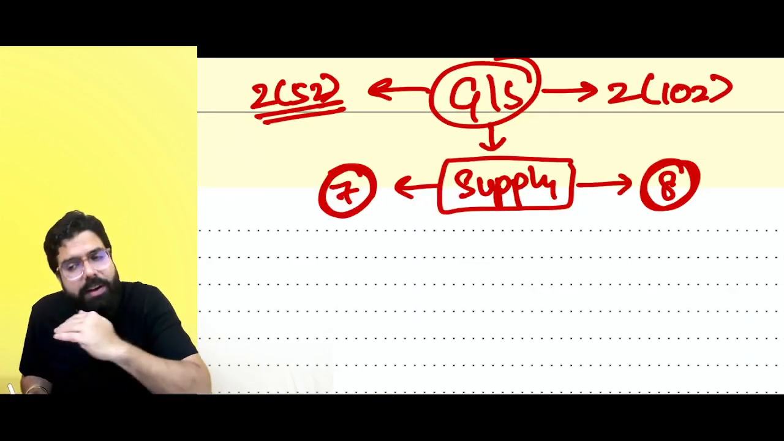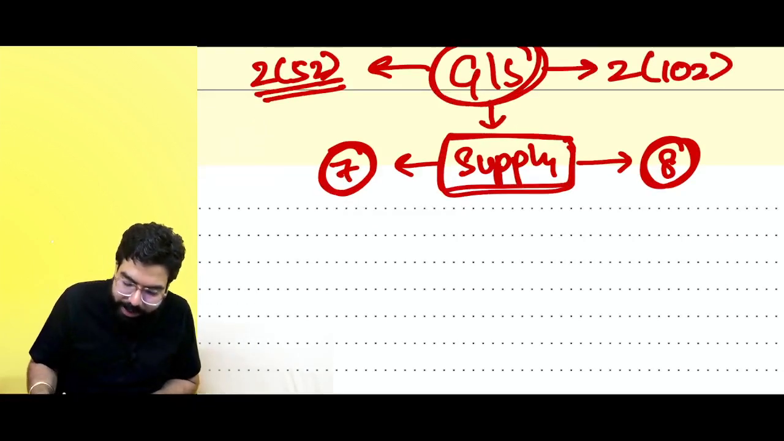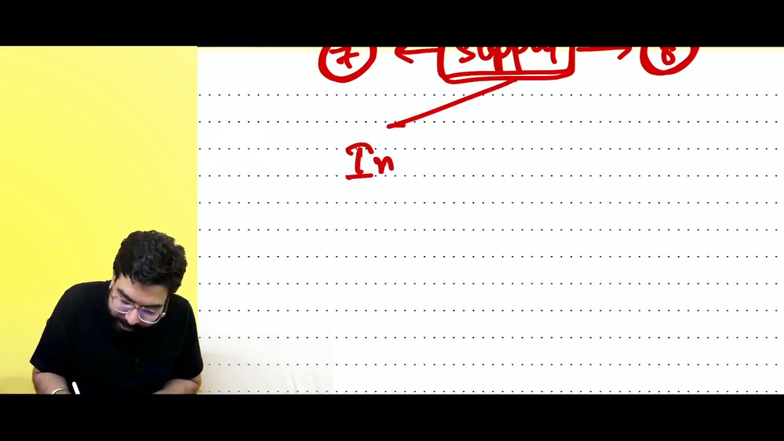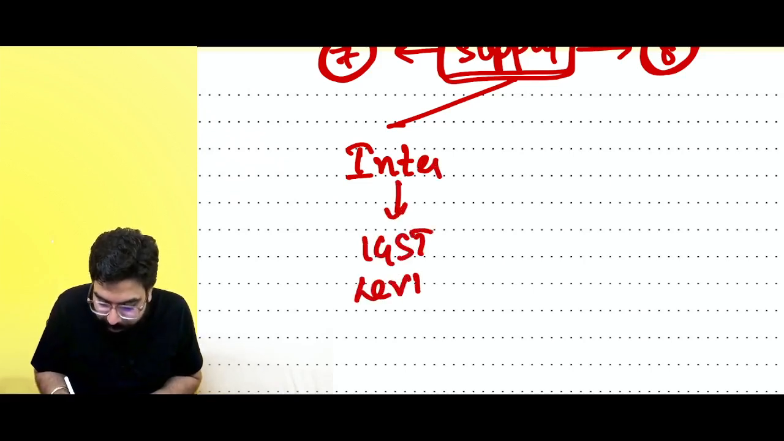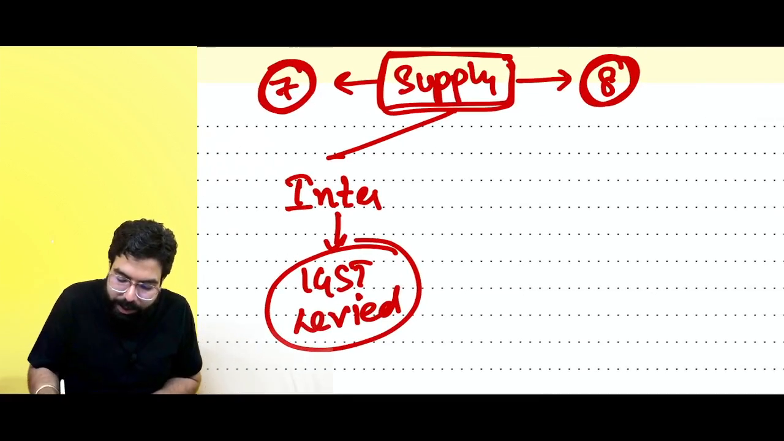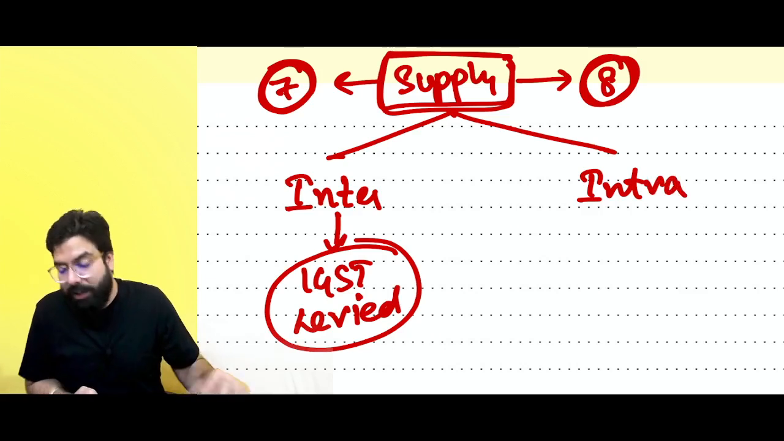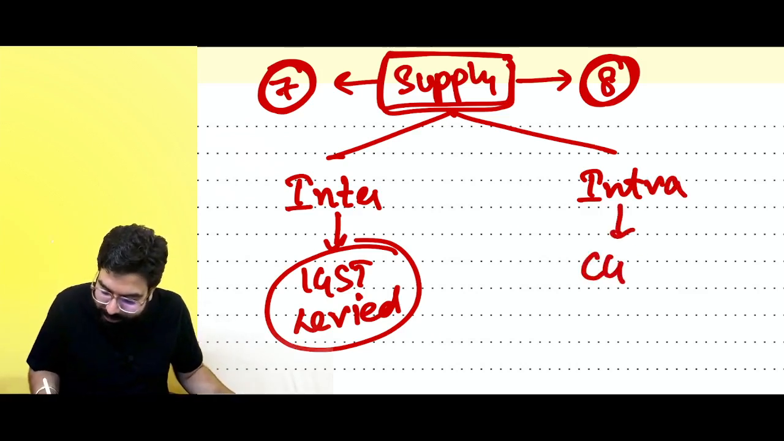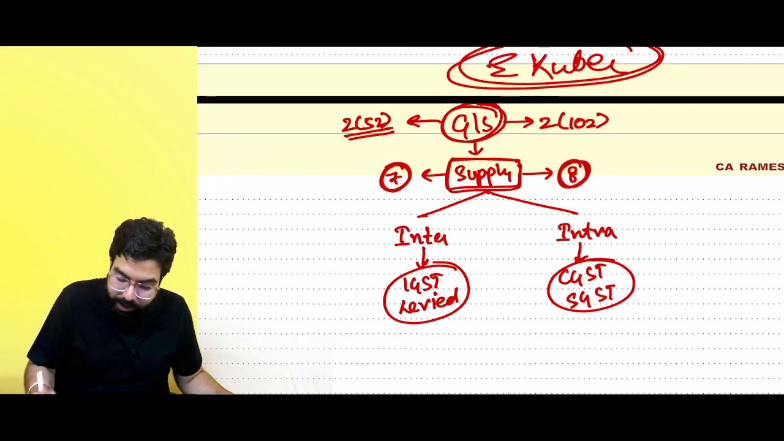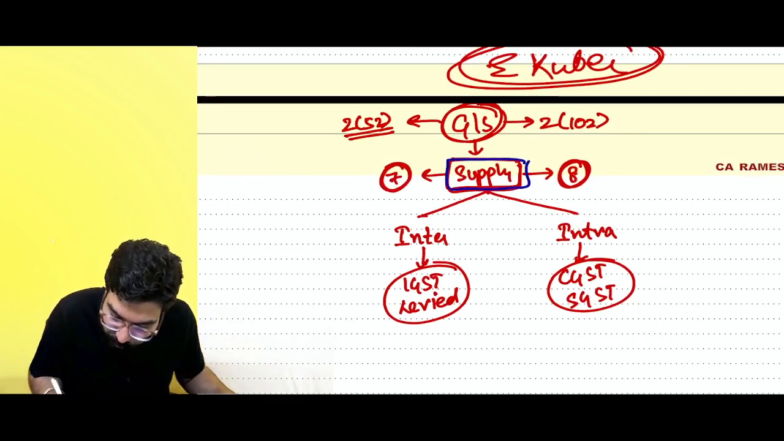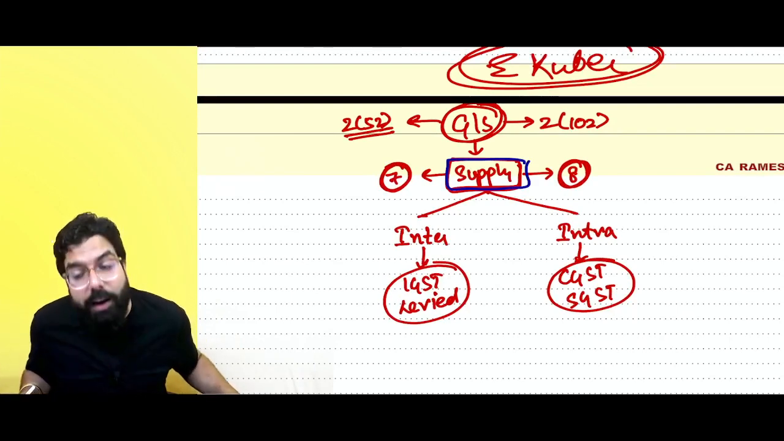Sir, why are we learning supply? Because whenever goods and services are supplied, if it is an interstate supply, then IGST will be imposed or levied. And whenever it is an intrastate supply, meaning the supply is happening within the same state, then CGST and SGST will be levied. So we are learning supply, because only when something follows the definition of supply, we further say GST can be imposed.